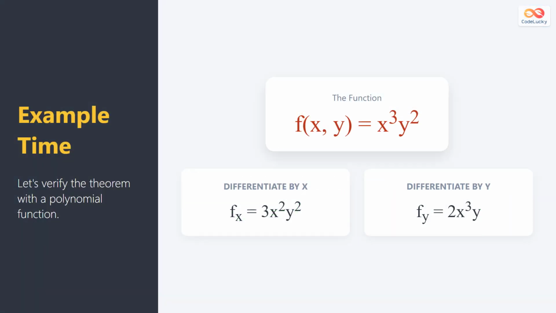Let's see this in action with a simple polynomial function, f of x and y equals x cubed times y squared. First, let's find the first-order derivatives. Differentiating by x gives us 3x squared y squared. Differentiating by y gives us 2x cubed y.